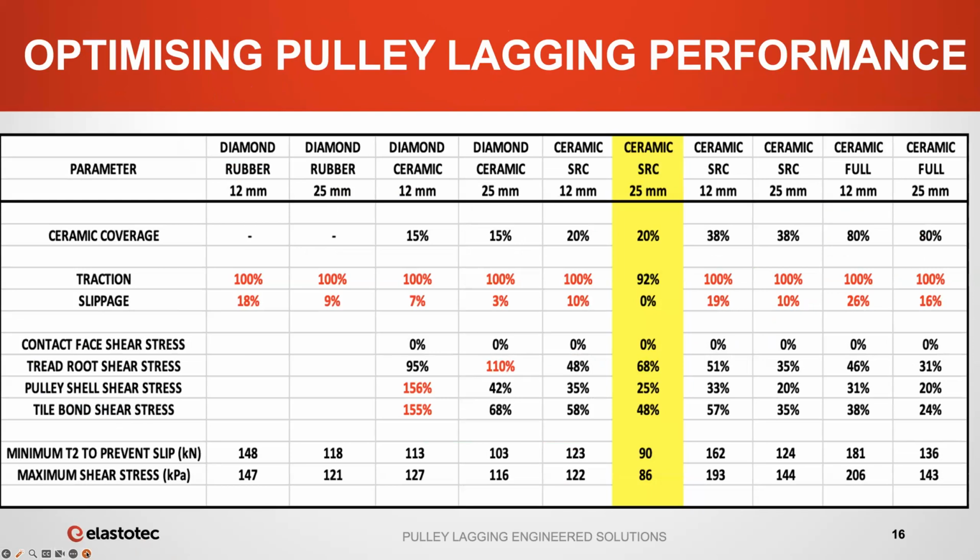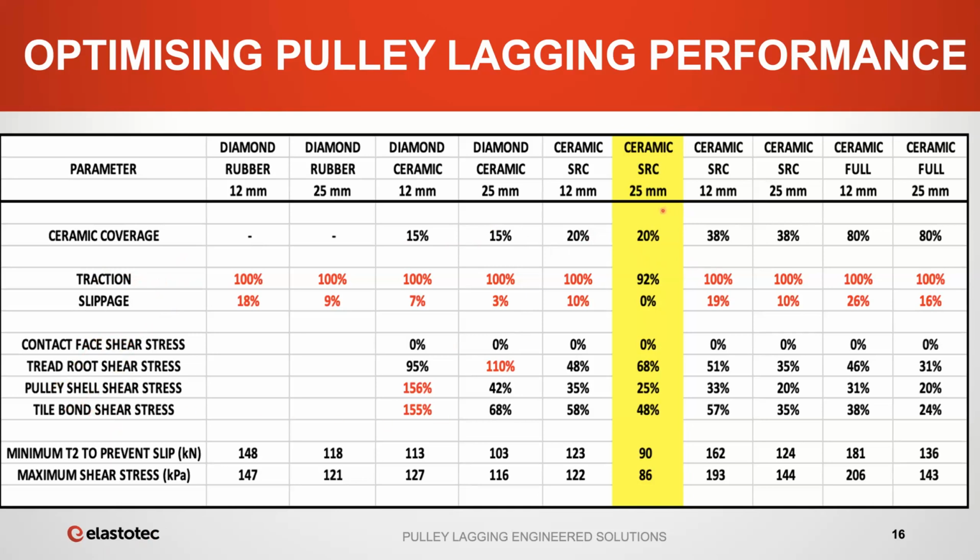So what we've got here is the different lagging types that we just looked at across the top with their different levels of ceramic coverage. We've then got the traction. When you exceed 100% of the traction, that's when you've got slip. This is the amount of slip. Then these 4 lines here relate to the fatigue of the lagging. So we've got the contact face shear stress or fatigue. We've got the tread root, the pulley shell, the tile bond.